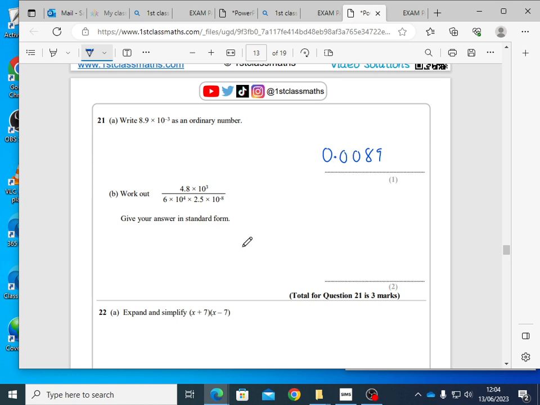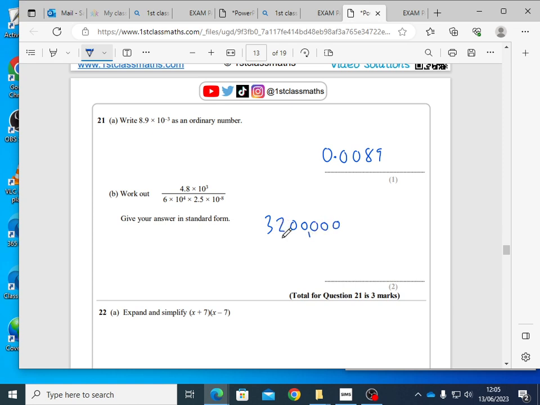This one I'll just type straight into my calculator. If you all could do that: 4.8 times 10 to the 3 over 6 times 10 to the power 4, then times 2.5 times 10 to the power minus 8. Okay, so on my calculator, I just typed that literally in and got 32 followed by 5 zeros.